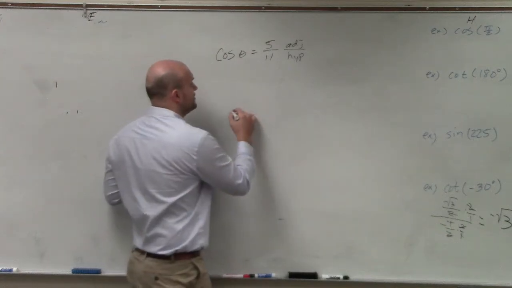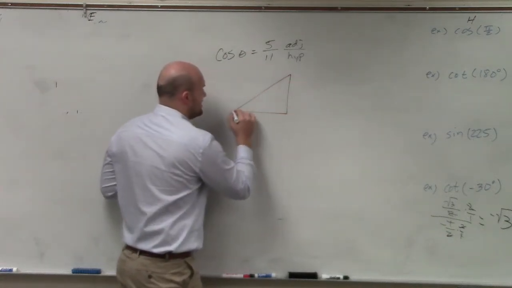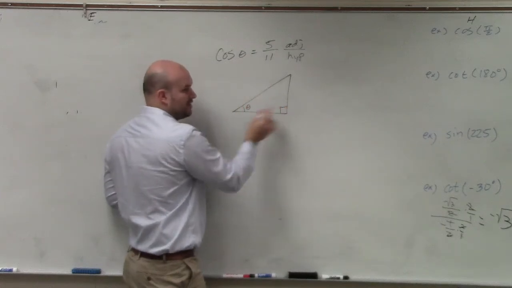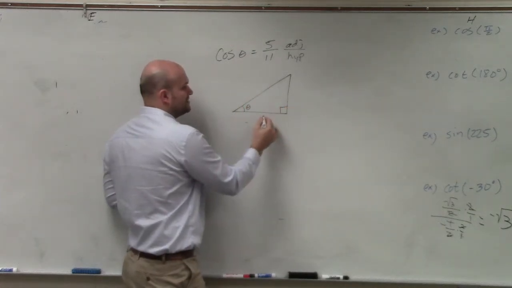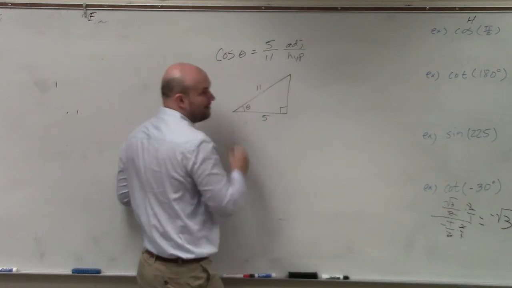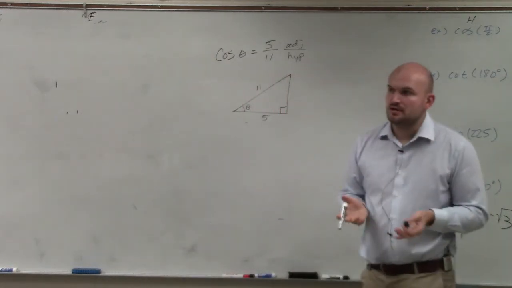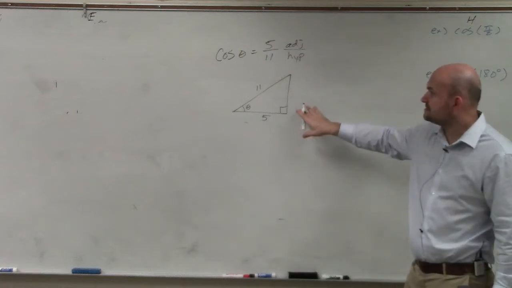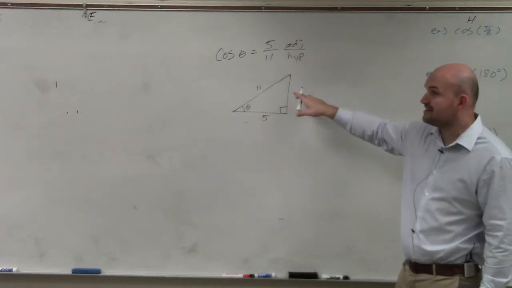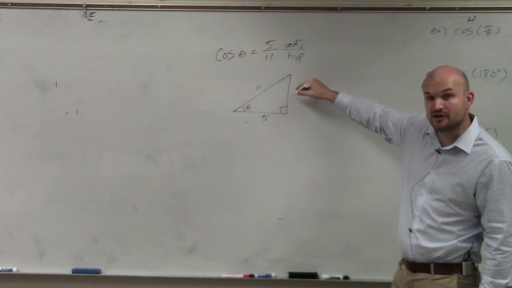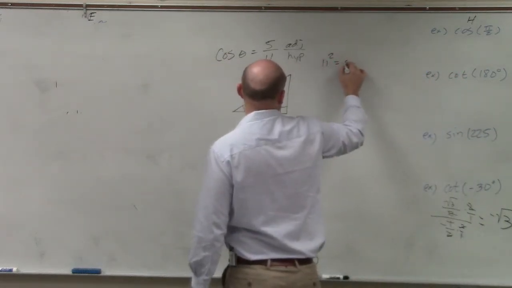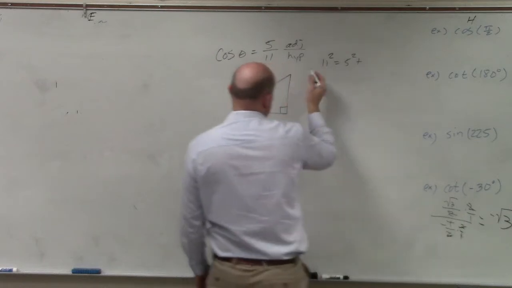So what I'm going to do is create a triangle. And I'll just say theta's here. It doesn't really matter where you put theta. And I'll say here's my adjacent and here's my hypotenuse. So I'm just creating this for a visual effect. And by this point I say, oh, OK, I still need to figure out this side length. So therefore, I'm going to have to use the Pythagorean theorem. And I'll just call this x.